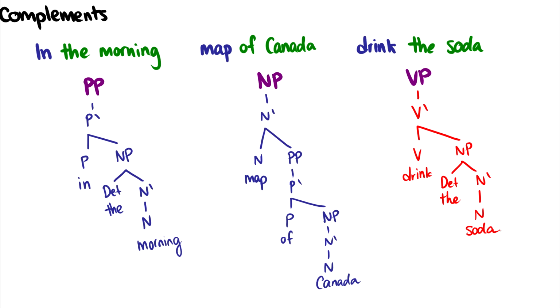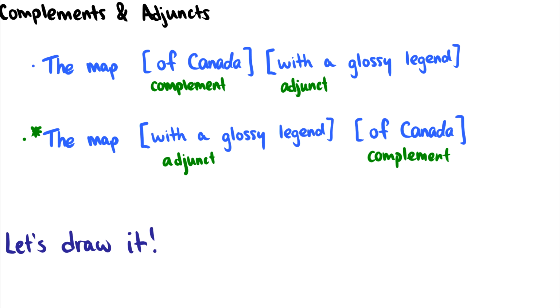Okay, so we've done specifiers, adjuncts, and complements. We've kind of seen them together, but we haven't done a huge example of them together yet. So we're going to draw an example, but here's the first question. How do we distinguish what's a complement and what's an adjunct? Okay, well, here's the sentence. The map of Canada with a glossy legend.